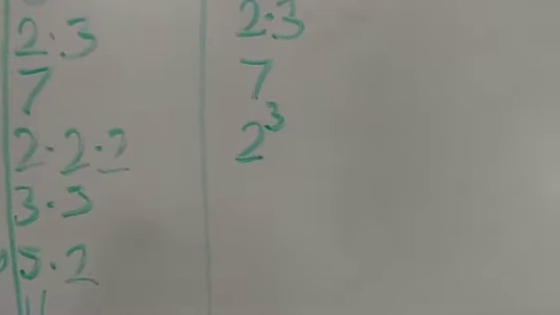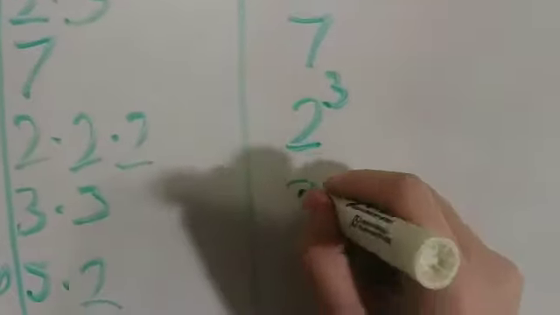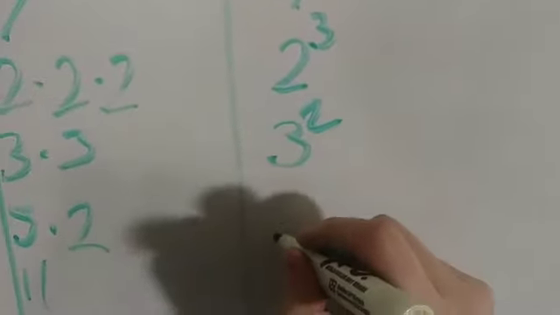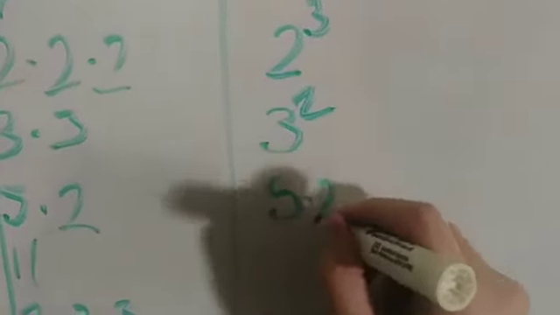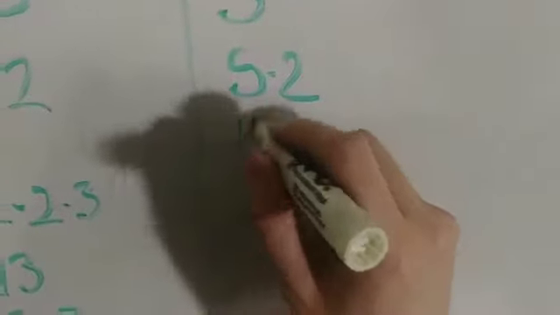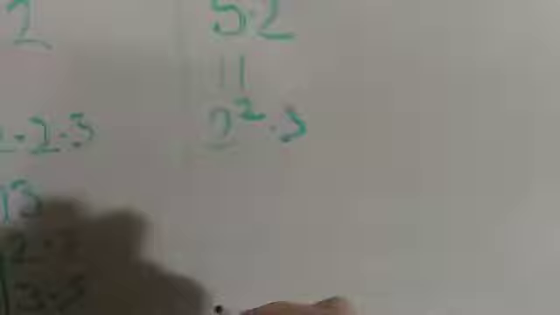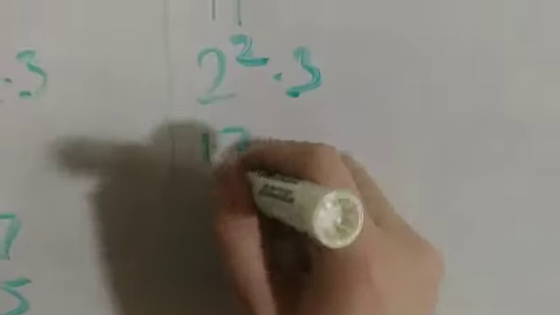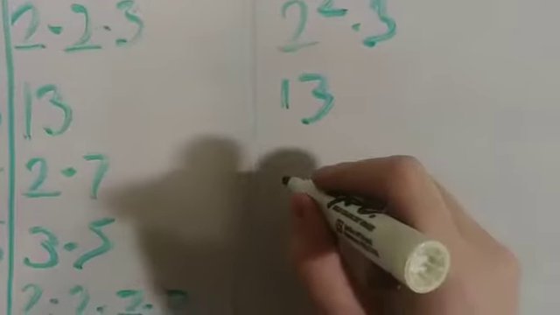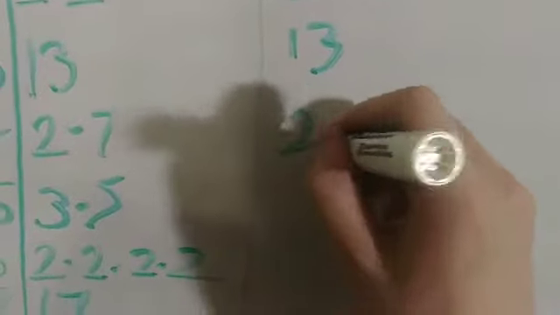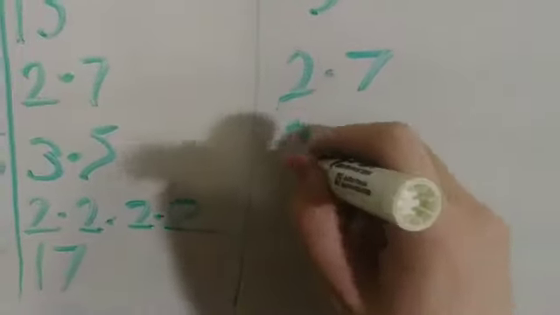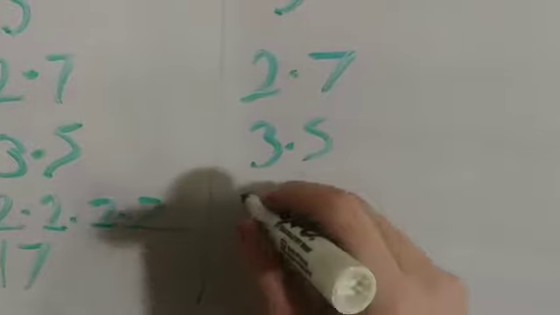9 is 3 squared. 10 is 5 times 2. 11 is 11. 12 is 2 squared times 3. 13 is 13. 14 is 2 times 7. 15 is 3 times 5. 16 is 2 to the 4th. And 17 is just 17.